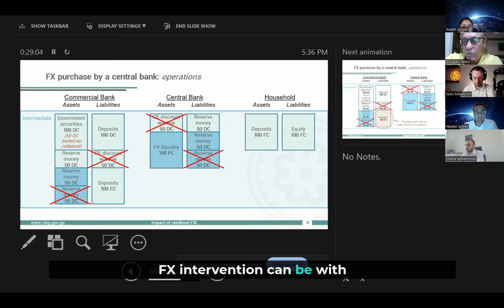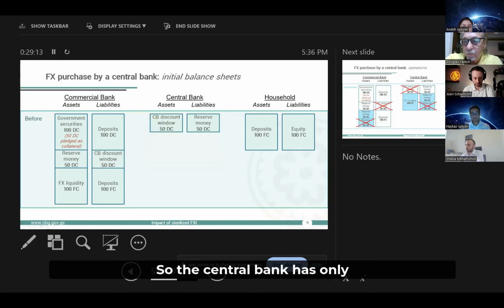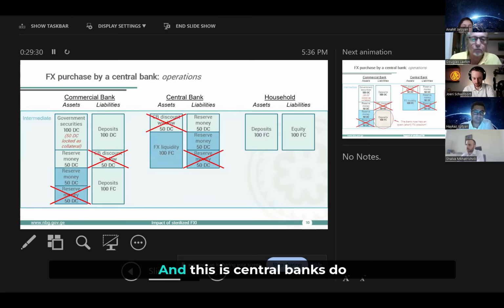FX intervention can be with the aim of increasing the FX reserves of the central bank. Like in this example, the central bank has only domestic currency assets. If it wants to accumulate FX reserves for whatever reason, like we are a small open economy and we need to rebuild our buffers because in the future we may need some FX, the central bank may want to buy FX, and this is why central banks do these FX interventions. In this case, a purchase FX intervention. But then when it comes to sterilization, in this example, sterilization essentially means paying interest on your reserve money.